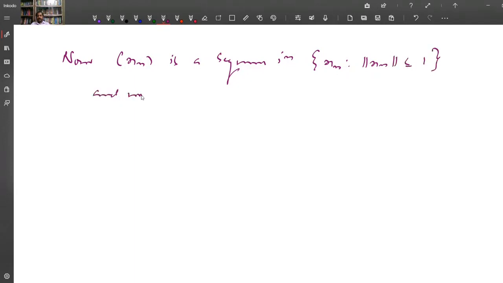Now xn is a sequence in the set of all x such that norm of x is less than or equal to 1, and we have that xn has no convergent subsequence.